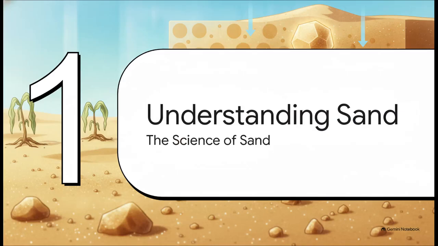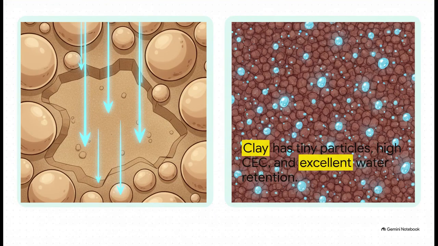Section 1. Understanding sandy soil and the science of sand. In the epic battle of sand versus clay, the core issue really just comes down to structure. Sand is made up of relatively large, smooth particles with massive gaps between them, which leads to that rapid drainage we talked about. It also has what we call a very low cation exchange capacity, or CEC, which basically means it physically cannot hold on to nutrients. Clay, on the flip side, features tiny particles with a very high CEC. It acts like a microscopic sponge, gripping onto both water and food.